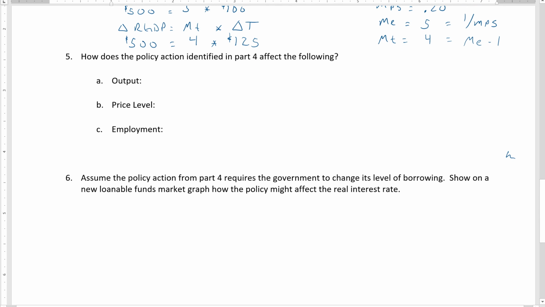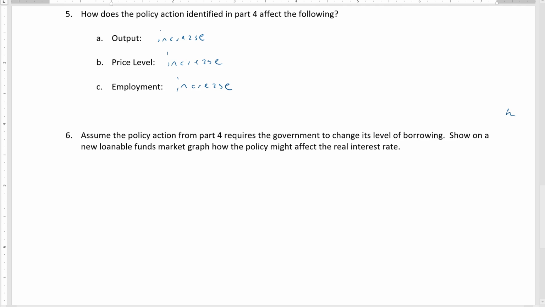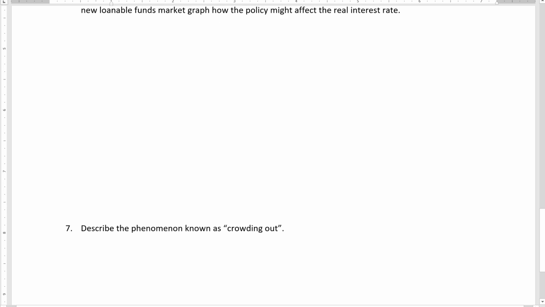So let's look at this. The policy action identified in Part 4 will do these things. It will increase output because aggregate demand will shift to the right. Because aggregate demand shifts to the right, it will also increase the price level. And it will increase the employment in the economy because you need more workers to produce more output. Now, last thing. Okay, almost the last thing.